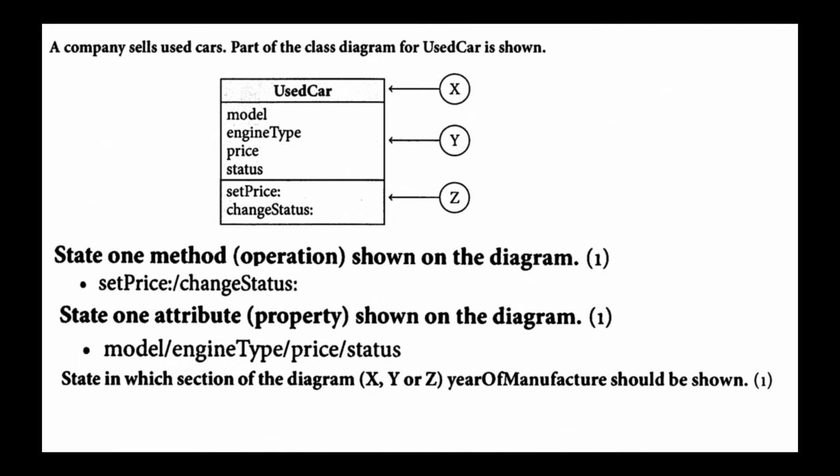Now state in which section of the diagram, X, Y or Z, year of manufacture should be shown. If you've got the above ones right, you know that the method is Z, and the attribute is Y. So year of manufacture is an attribute, so Y.